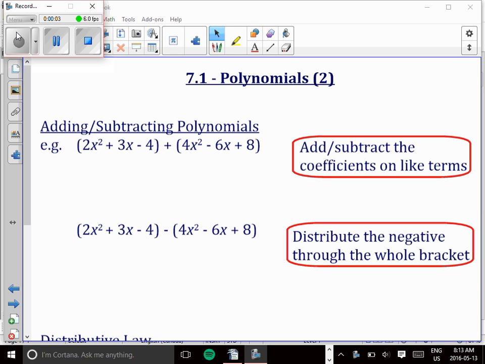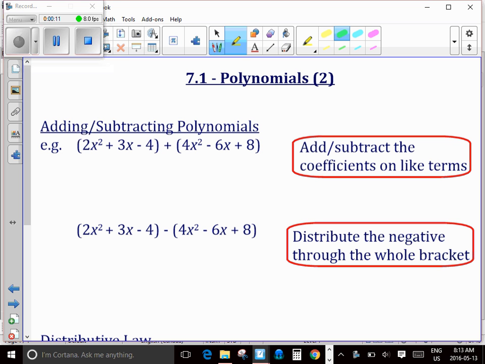All right, in the second part of our first lesson of our algebra unit, we're going to be looking at adding and subtracting polynomials first. So this is when I've got two polynomials and I'm either going to put an adding sign in between or a subtracting sign in between.